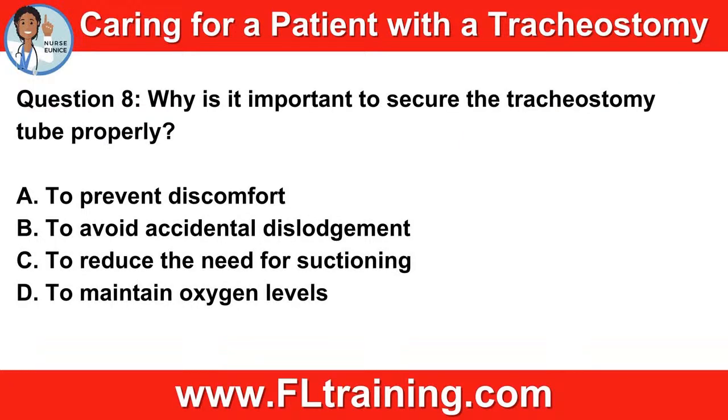Question number 8. Why is it important to secure the tracheostomy tube properly? Is it A, to prevent discomfort, B, to avoid accidental dislodgement, C, to reduce the need for suctioning, or D, to maintain oxygen levels? Why do we use those ties to secure the tracheostomy?